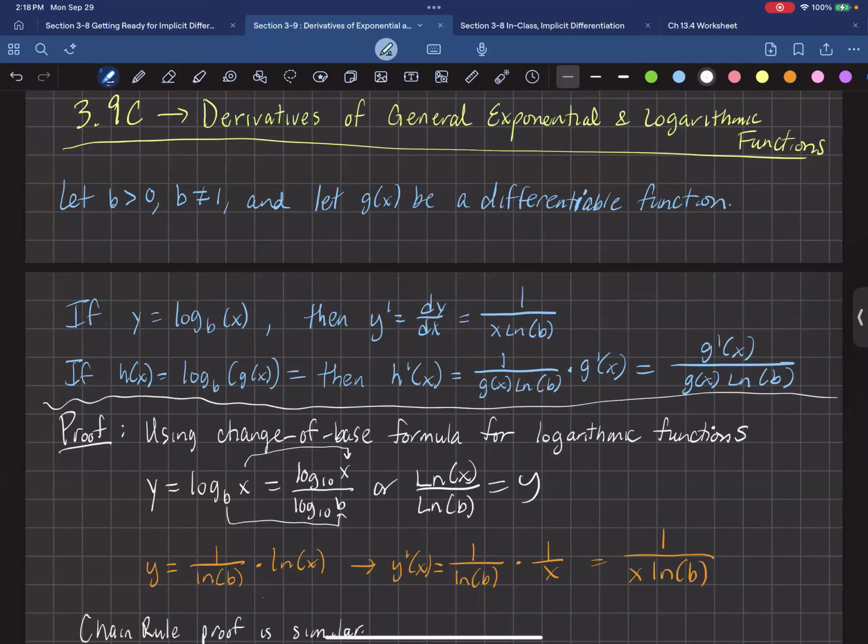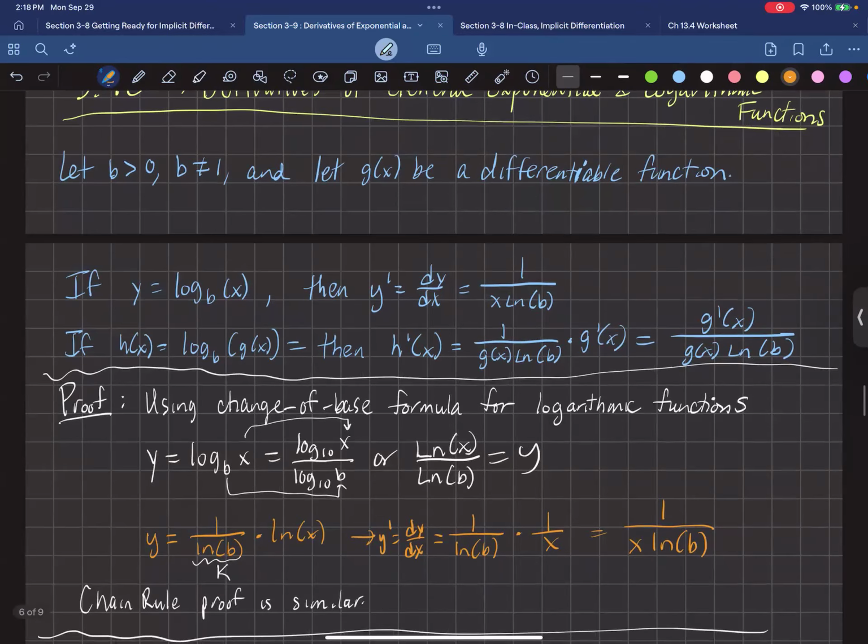And I'm going to rewrite that by putting the ln of b on the bottom out front as 1 over ln of b. That's just a constant, like a constant k. So when you take the derivative, you don't need to take the derivative of it. We got y prime of x equals 1 over ln of b times the derivative of natural log of x, which is 1 over x. So we get y prime equals 1 over x times ln of b. That notation looks funny. I wanted to say y prime equals dy dx, and I got carried away.